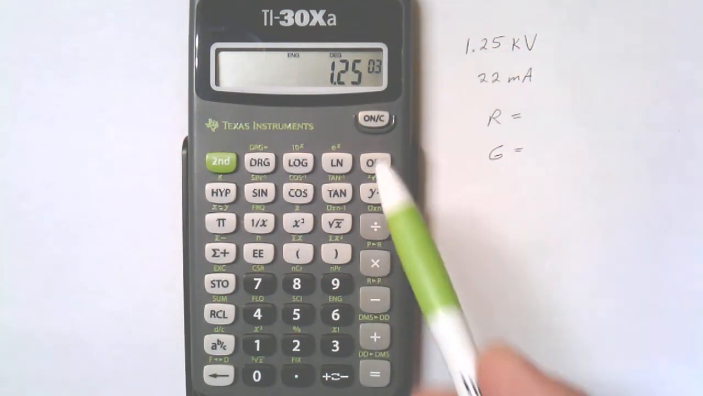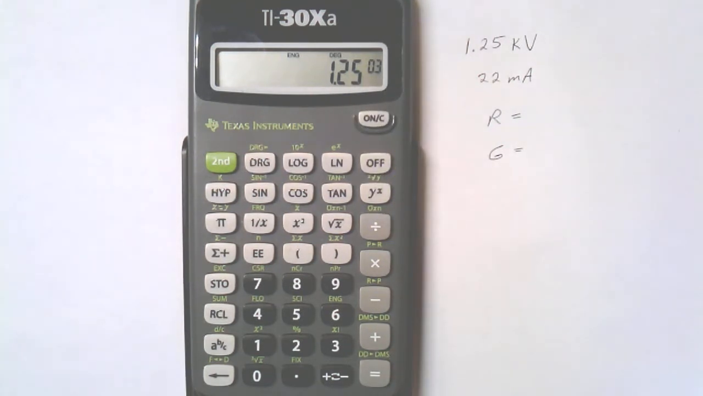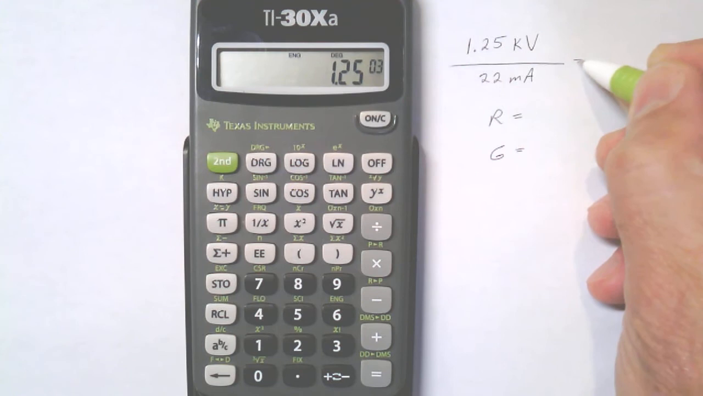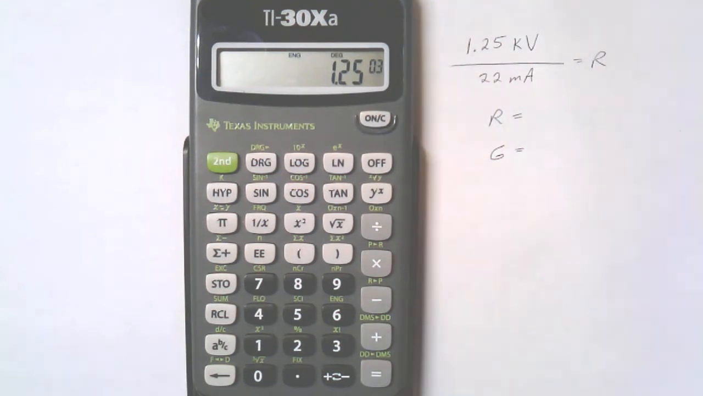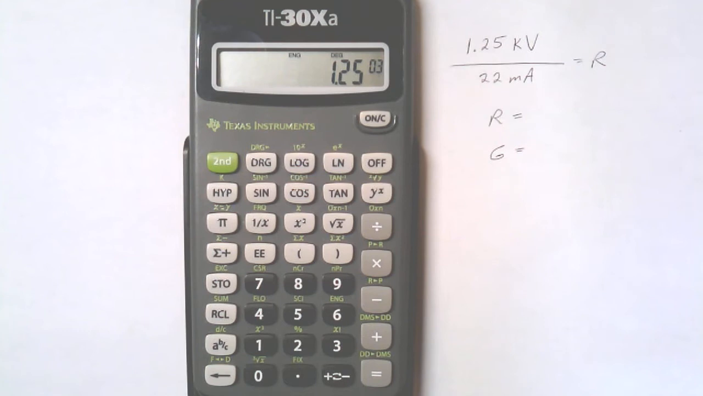Okay. So 1.25 kilovolts is in there. Of course, I have to remember Ohm's law here, right? If you take the voltage divided by the current, that's what's going to give you the resistance. So I have my 1.25 kilovolts in my calculator. I just have to divide it by the current. So I have to put milliamps in there, 22 milliamps.